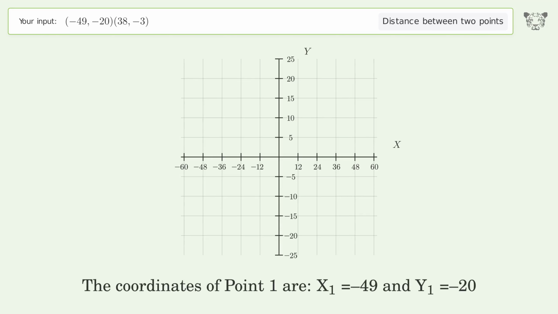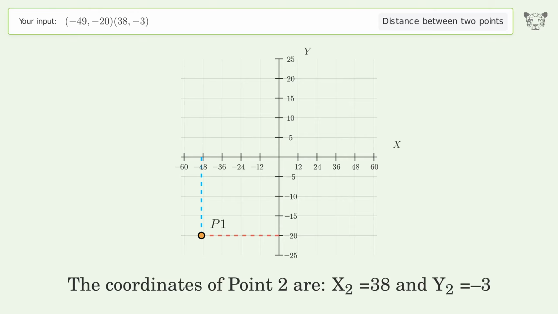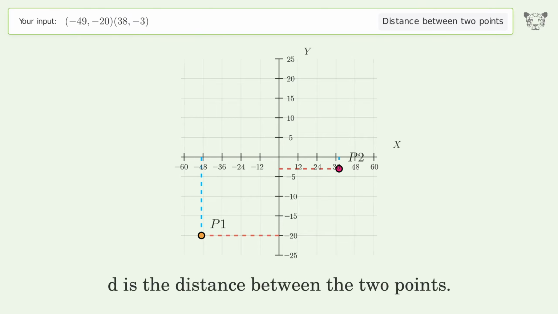The coordinates of point 1 are x1 equals -49 and y1 equals -20. The coordinates of point 2 are x2 equals 38 and y2 equals -3. D is the distance between the 2 points.